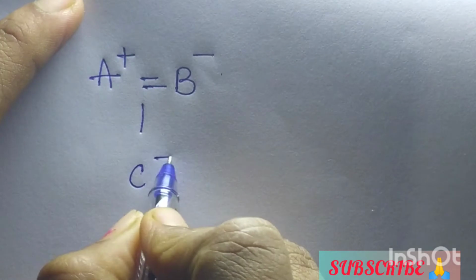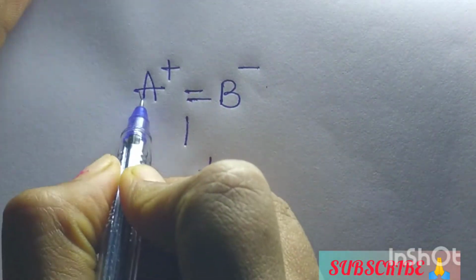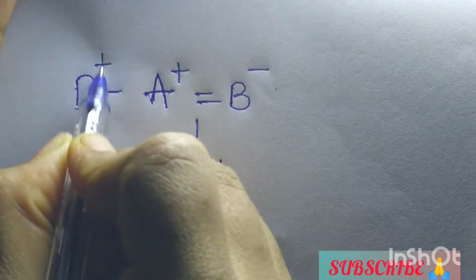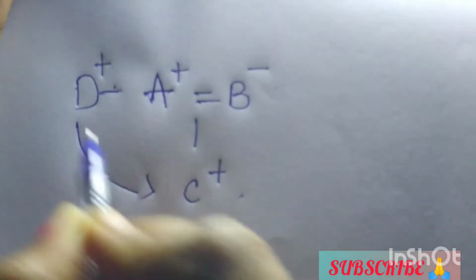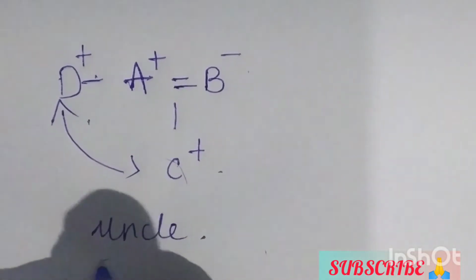Now let us see the relations for uncle and aunt. See, A is married to B and has a son C. Okay, so if A has a brother D, then what is the relation between C and D? The relation between C and D is uncle.